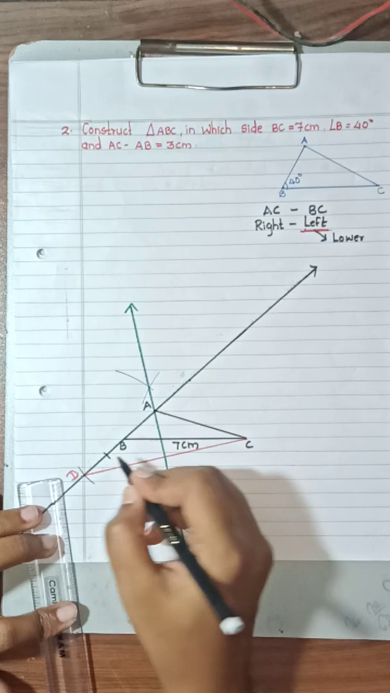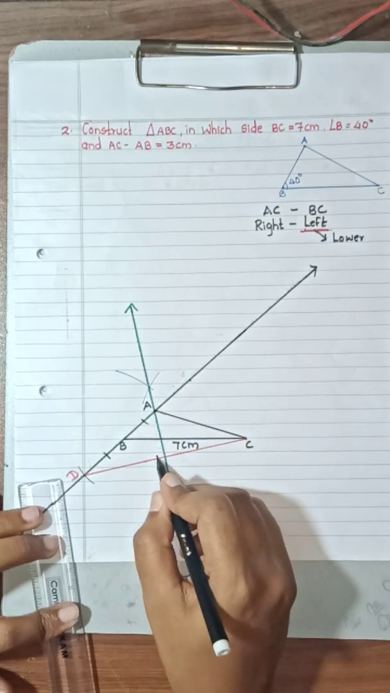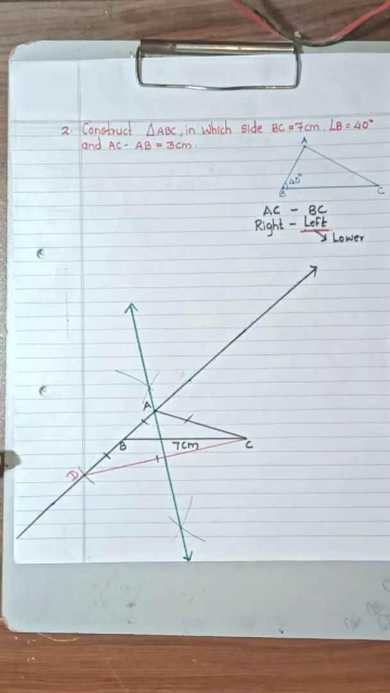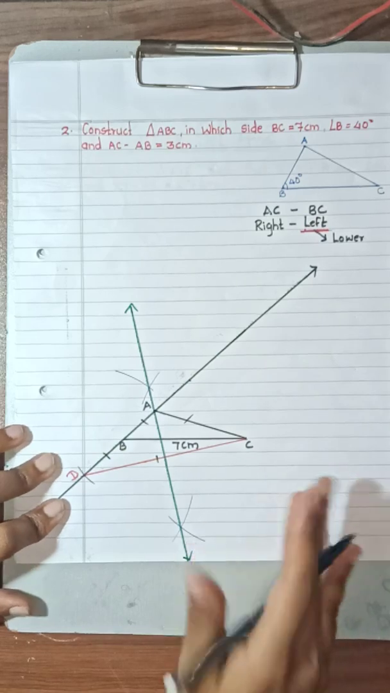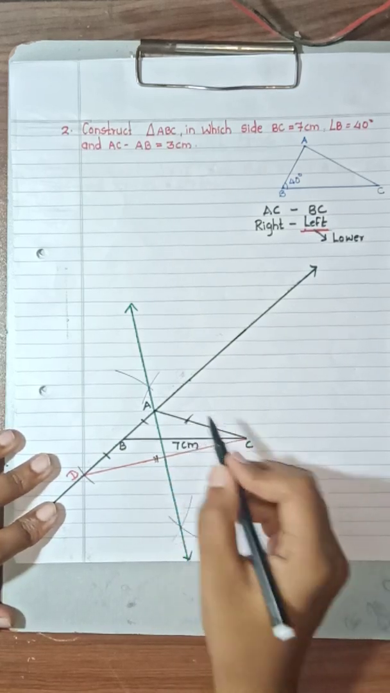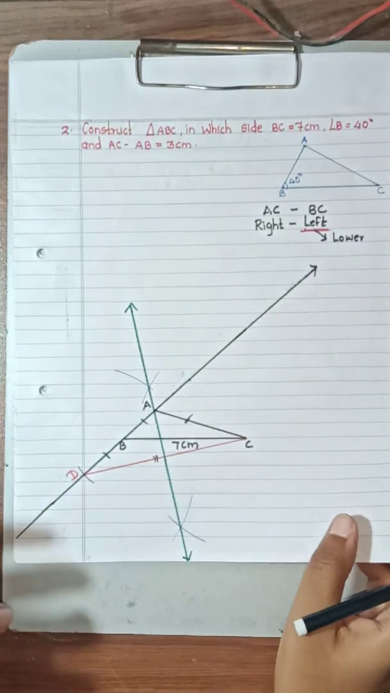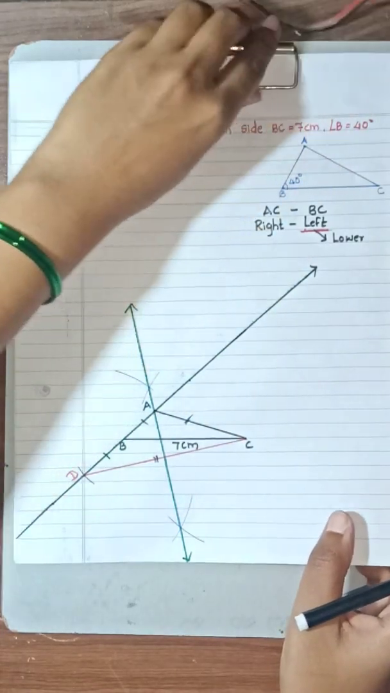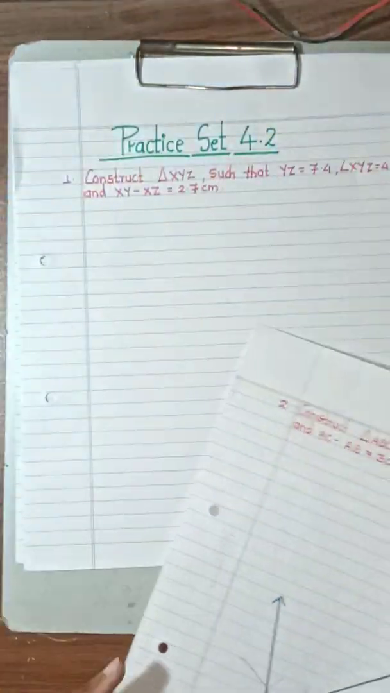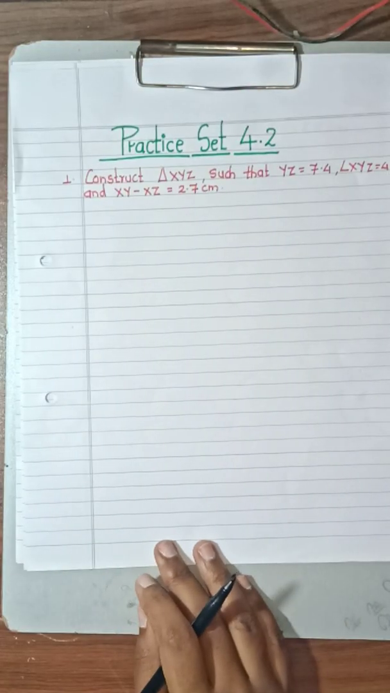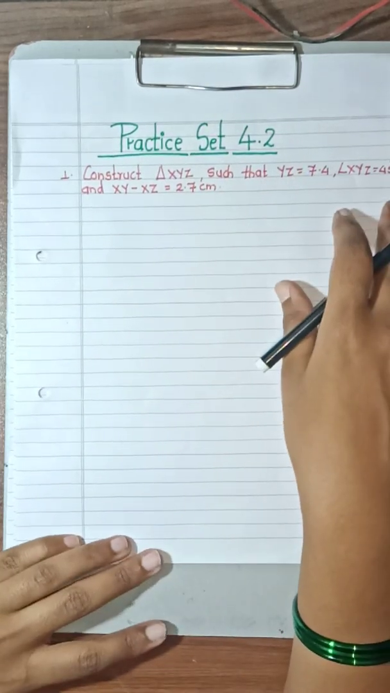Okay, so now this side will be equal to this side and this side will be equal to this side. Okay, I'll draw it in this way. So I hope you have understood. Now let us move on towards practice set 4.2.